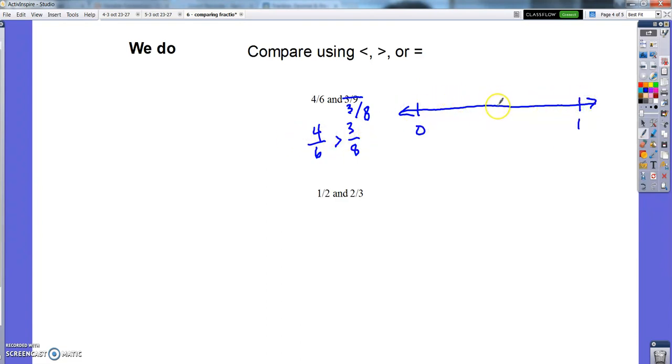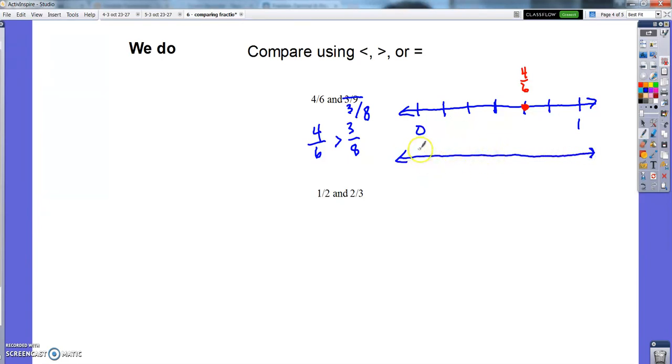So 6ths, 3/6 is a half, and then I'm going to need to divide each half into 2 more partitions. 1/6, 2/6, 3/6, 4/6, 5/6, 6/6. Always a good idea to check after you've drawn it and make sure you have the right number of things. And 4/6 is right there. And go back to blue. 3/8.